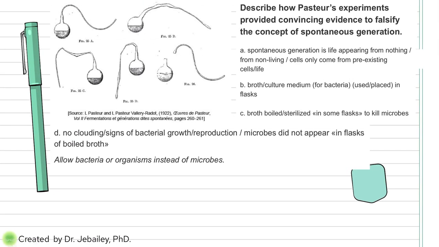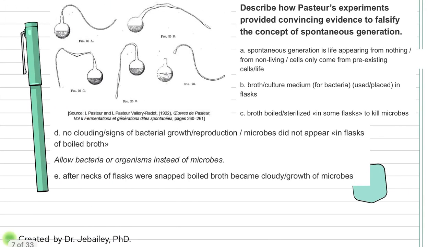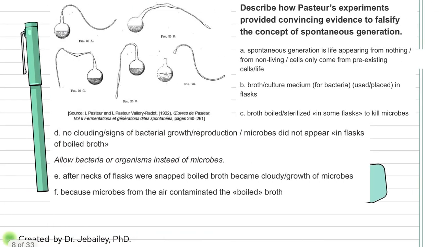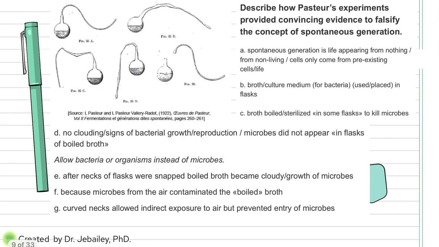Then say how after that nothing showed up. There was no sign of bacteria growing, right? There was nothing because it was sterilized. And IB allows you to use the word bacteria instead of microbes, okay? Then after the neck was snapped, that means after you break the flask and allow the bacteria from the outside to come in, what happens? Microbe growth happens. That means once you open that flask and allow the outside microbes to come in, growth started happening again. And when this happens, as I said, the broth became contaminated again. This just proves again that spontaneous generation doesn't exist.